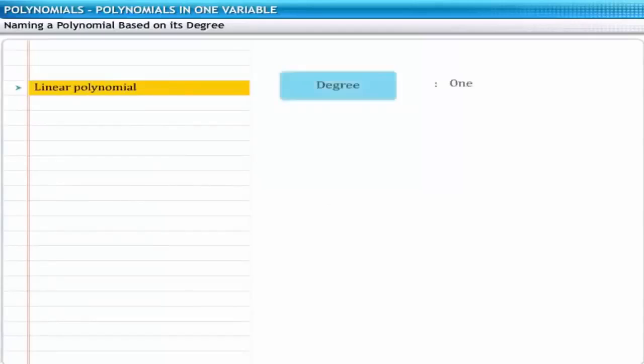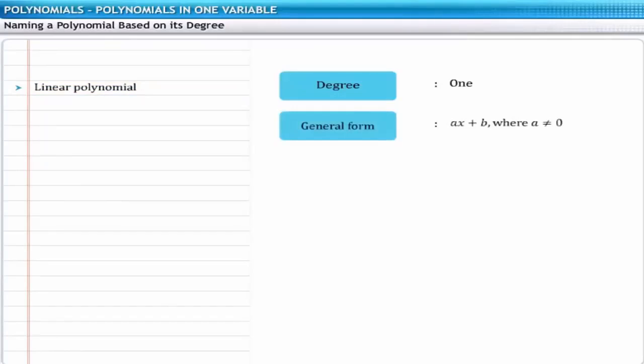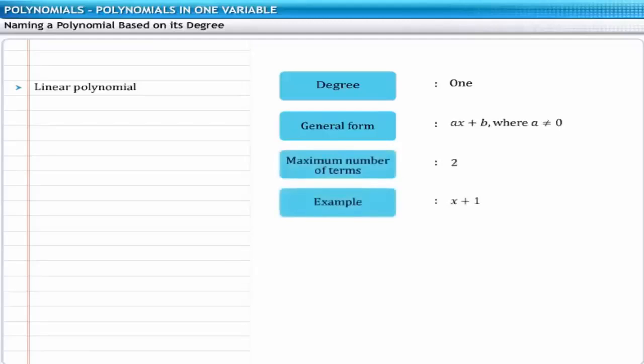A polynomial of degree 1 is called a first degree or linear polynomial. The general form of such a polynomial is ax plus b, where a is not equal to 0. The maximum number of terms is 2. For example, x plus 1 is a linear polynomial.